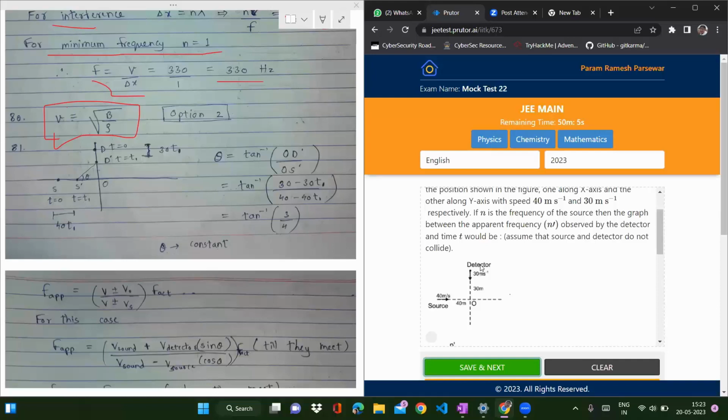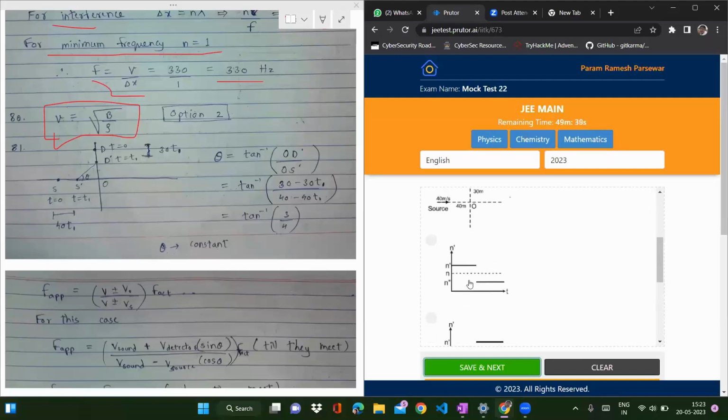So here in the figure, it is shown how the mechanism is. The source is coming from here at 40 meters per second. It is at a distance of 40 meters from this point O, and the detector is at a 30-meter distance, coming with a velocity of 30 meters per second. These velocities are constant. They will meet here at O, but they will not collide and they will go on.